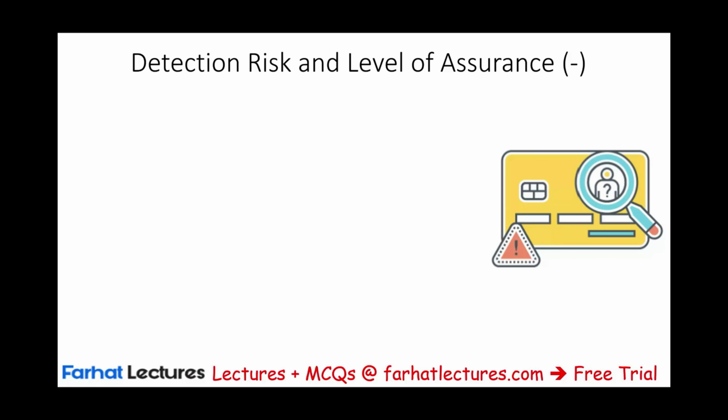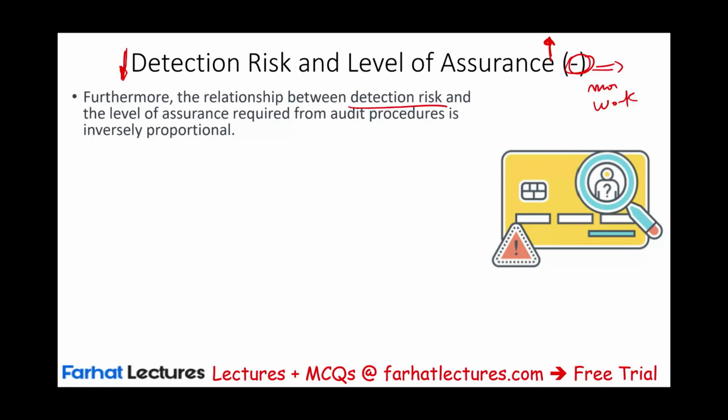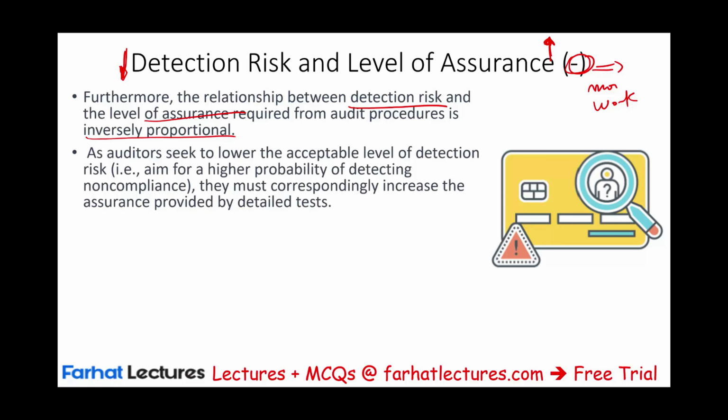And the relationship between them is negative. If you want a higher level of assurance, if you want more assurance, more peace of mind, you have to lower your detection risk. It means you have to do more work. You want better results, a better level of assurance, you have to do more work, you lower your detection risk. So the relationship between detection risk and the level of assurance is inversely proportional. When one goes up, the other one goes down.